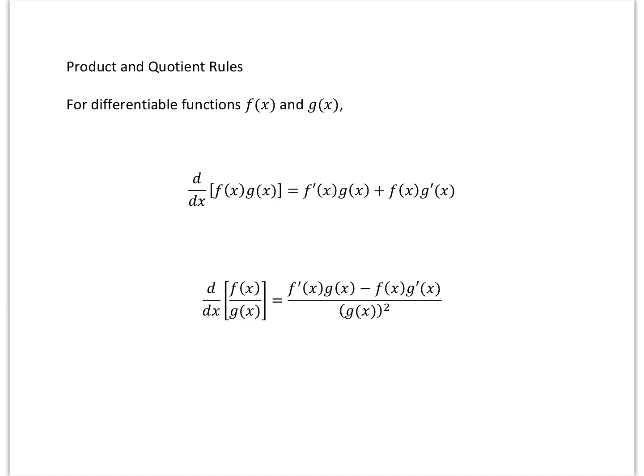So to summarize, the product and quotient rules for differentiable functions f and g. d dx of f of x times g of x is f prime g plus f g prime. That is the product rule. We just derived it using the definition of the derivative.